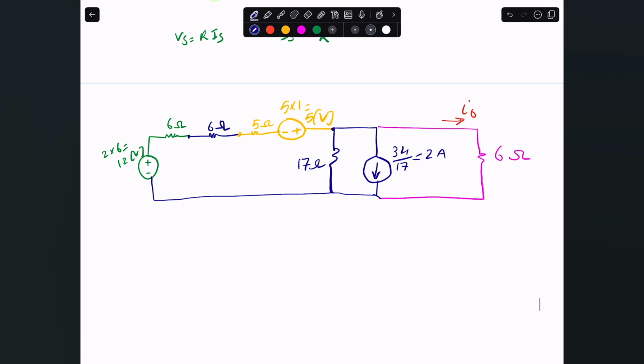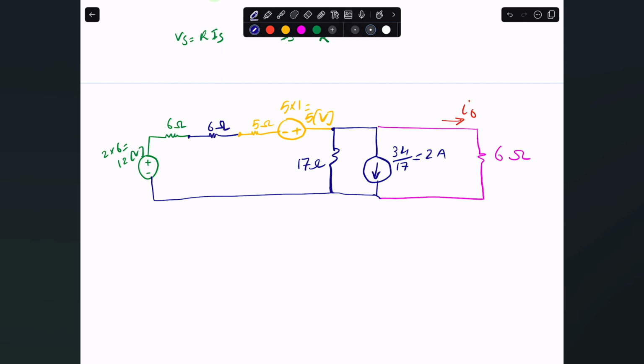And now we can do a little bit of combination, basically combining resistors in series. For example, the 6 and the 5, we can combine them in series. And of course, this 5 and the 12, you can think about them as series connected voltage sources. All we have to do is just add them.